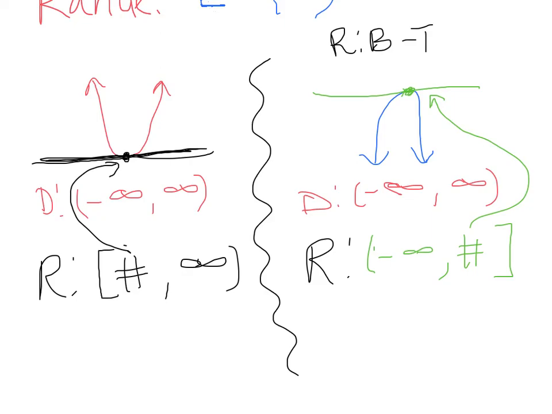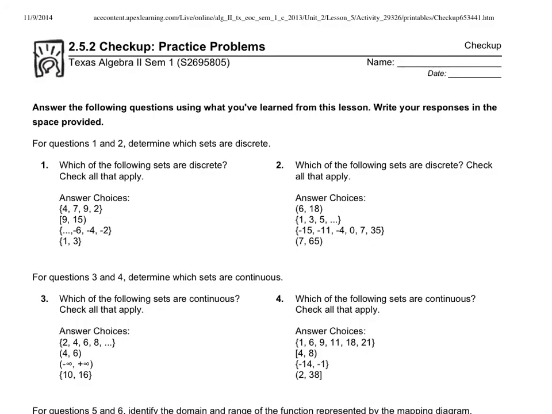So moving on to the checkup. Number 1 says, which of the following sets are discrete? Well, remember discrete, we can write that using our fancy bracket. So anything with fancy bracket. So that would be the first one, not the second one, but the third and the fourth.